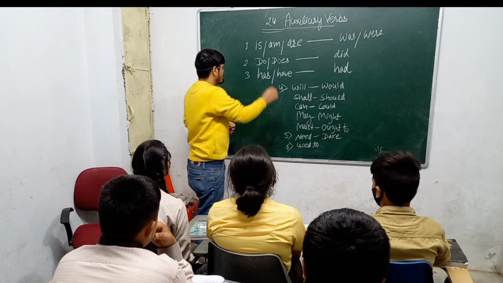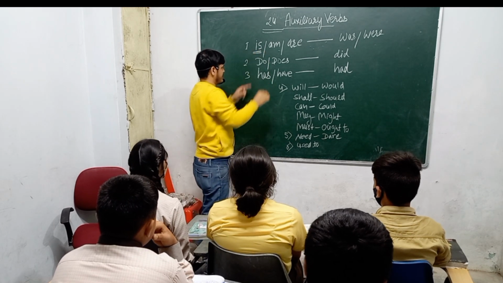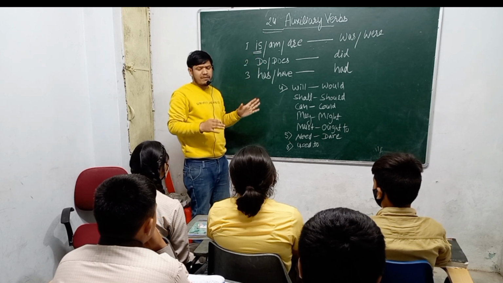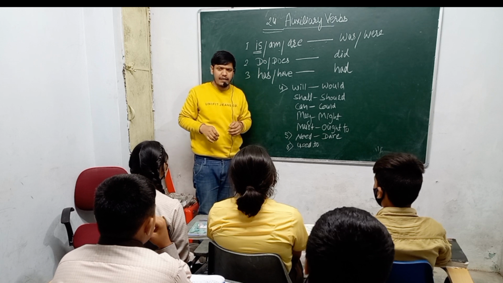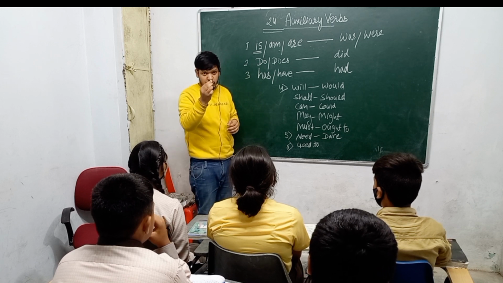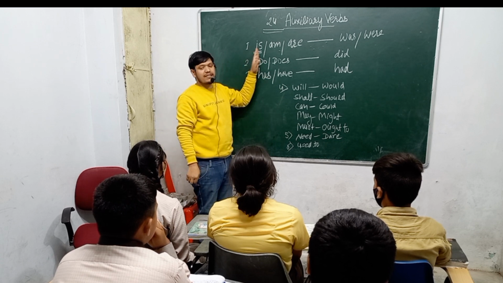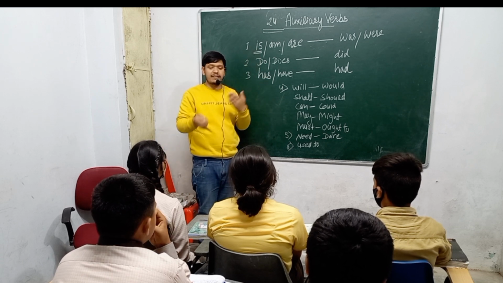Now, first of all, the auxiliary verb is: is, am, are, was, were. How is it used? So we use is plus a simple sentence. For example, this is a chalk. This is a chair. That means is plus noun. And then we make sentences.